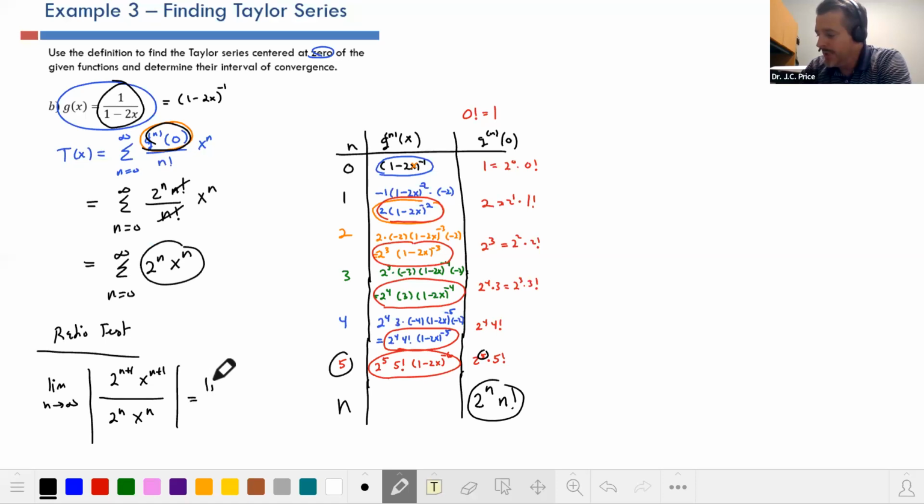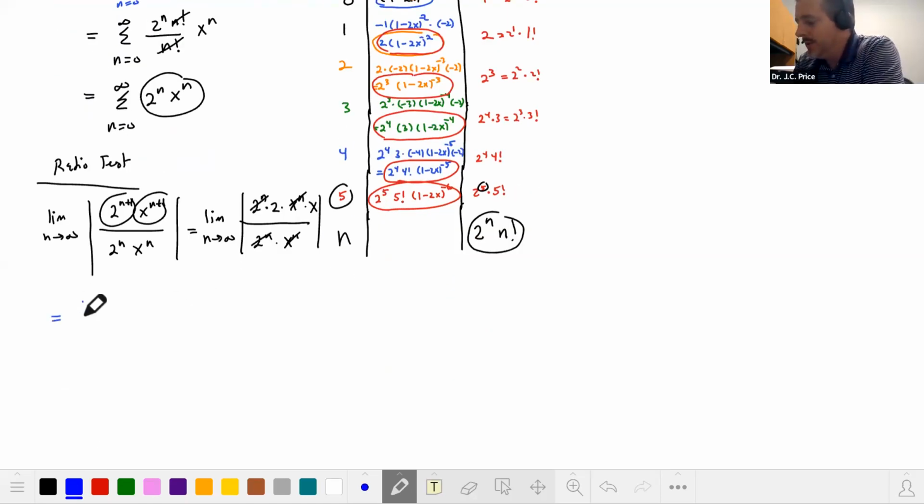And so what does that equal? Well, that's the same thing as the limit as n goes to infinity of the absolute value of 2 to the n times 2, and then times x to the n times x. So I just separate these two guys, and then divide by 2 to the n times x to the n on the bottom. So the x to the n's are going to cancel, the 2 to the n's are going to cancel, and so what do I get back here? This is going to be equal to the limit as n goes to infinity of the absolute value of 2 times x. Oh, good. So the n just goes away. So this is just equal to 2 times the absolute value of x. You can pull the 2 out because it's positive, basically.